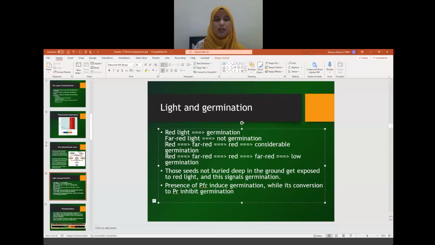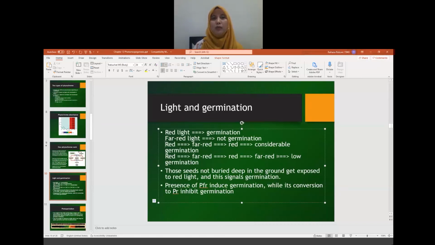Seeds that are not rooted in the ground get exposed to red light, and this signals germination. This is why, in certain situations, you cannot plant your seed very deep in the ground, because they cannot absorb this red light. They only absorb red light, far red light.